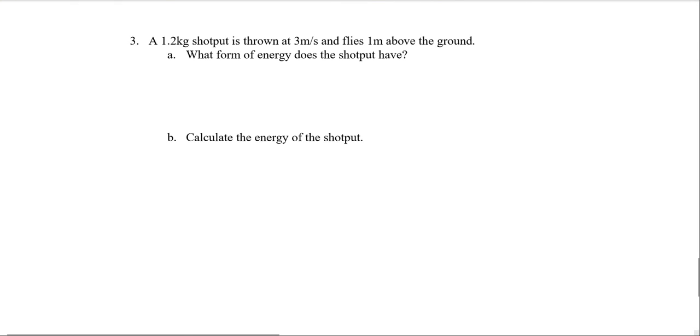One last one here. There's a 1.2 kilogram shot put and it's thrown at 3 meters per second and it flies 1 meter above the ground. What type of energy does this have? Well, it's moving, so it has kinetic energy. But it's flying above the ground, so that also has potential energy. It has both kinetic and potential. So how do we calculate the energy? Well, you calculate the amount of kinetic energy, 1/2 times m times the speed squared.